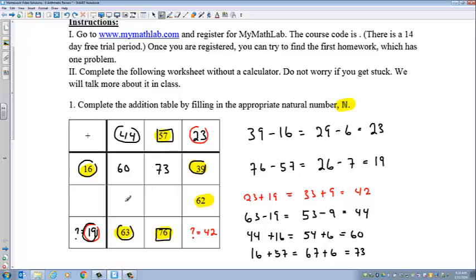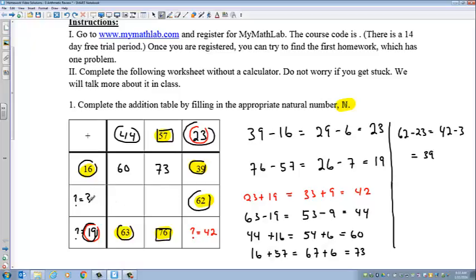And then finally, let's do this last one here. So let's use 23 and 62 to see what goes right here. And so we'll do subtraction. So I have 62 minus 23, which is equal. I'll take off 20, which is 42, and then I still have to take off 3 more. And then that's equal to what? 39 is count down. 1, 2, 3 down to 39. So right here goes 39.